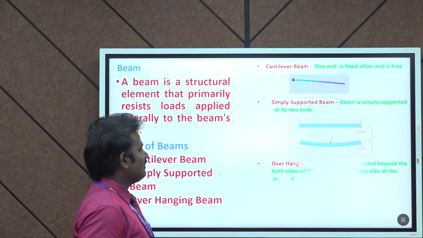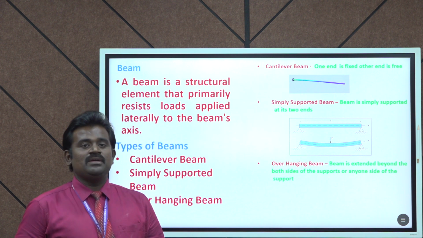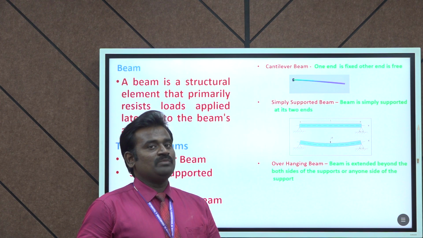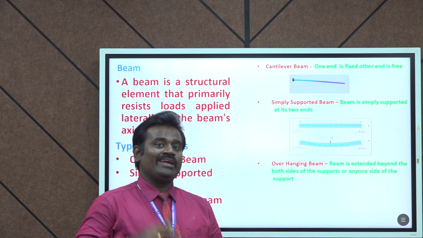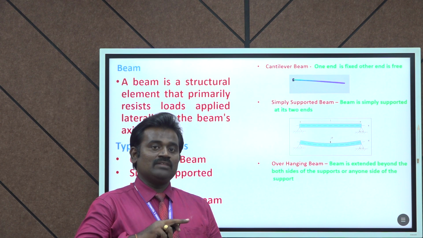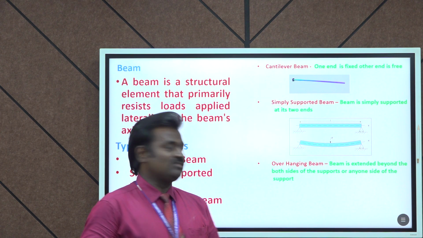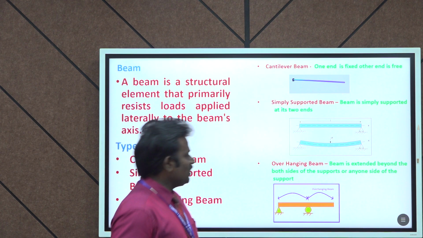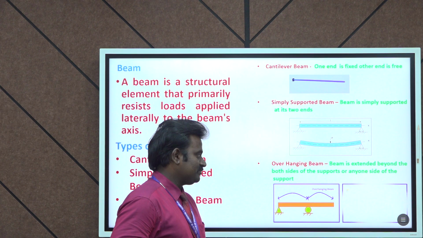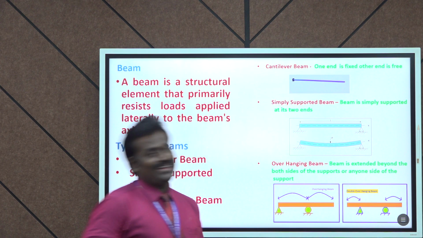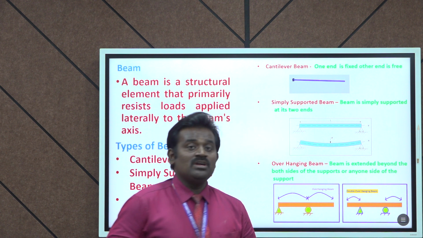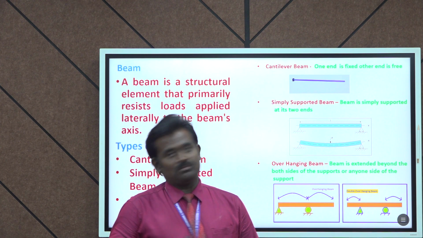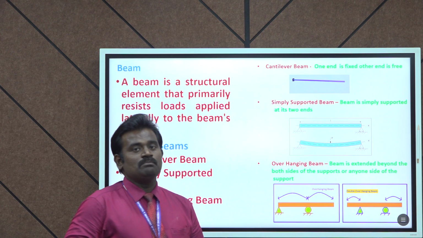Then the third one, overhanging beam. An overhanging beam means the beam is extended beyond the two supports. The beam can extend beyond either the right hand support or the left hand support, or the beam can extend beyond both the right hand and left hand supports. So this is the overhanging beam. Here the beam is extended only on the right hand side. This is also a double overhanging beam, where the beam is extended beyond both sides of the supports. So this is also called an overhanging beam. So these are the three types of beams.